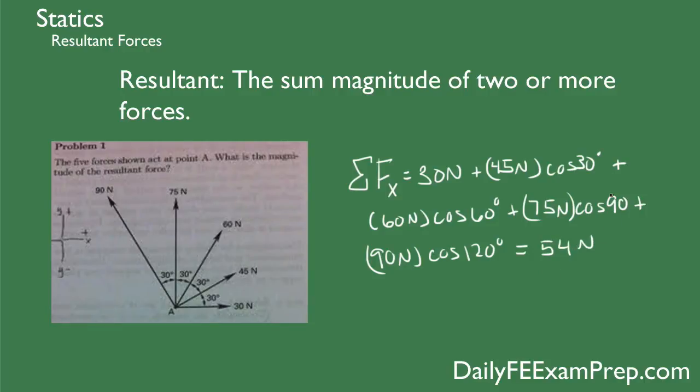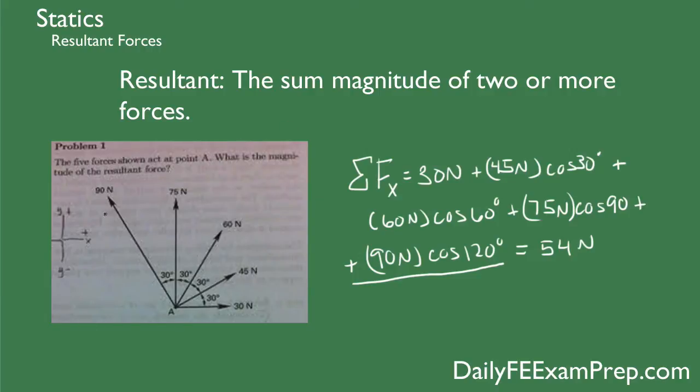So this is where Chris was getting stumped, right here, in this plus 90 newtons times the cosine of 120. This was pulled from one of his reference handbooks, one of the reference materials that he purchased. And he's like, why is that an added value? Why is that a plus value?